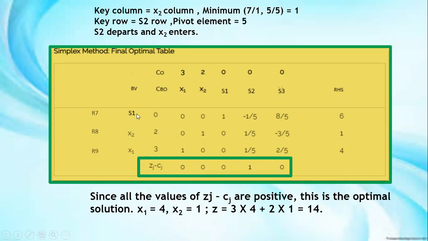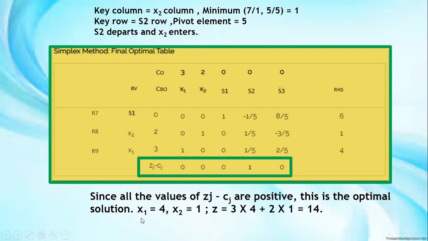So when you multiply here, 0 into 0 plus 2 into 0, 3 minus 3 is 0. Again it is 2 minus 2 is 0. All you are going to get the positive value. So this is the optimal solution.